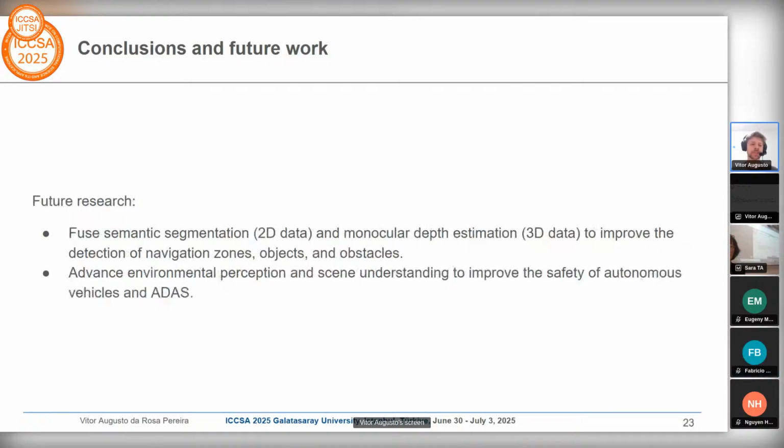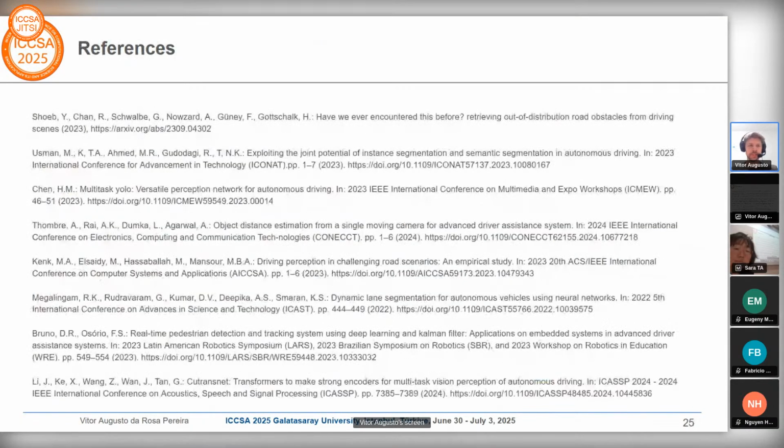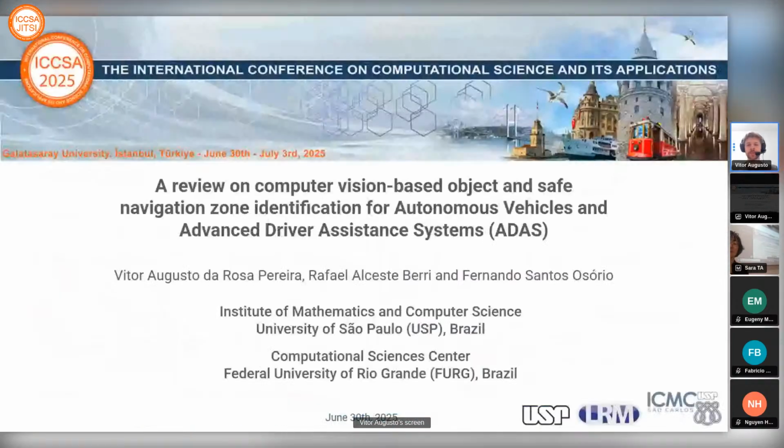And about the future research, we intend to fuse in next articles semantic segmentation and monocular depth estimation to improve the detection of navigation zones, objects, and obstacles. And the main objective is to advance environmental perception and scene understanding techniques to improve the safety of autonomous vehicles and ADAS. And this is our main motivation behind the work. So these references were used to do the slide presentation. And thank you very much for the attention. And I'm now open to questions.